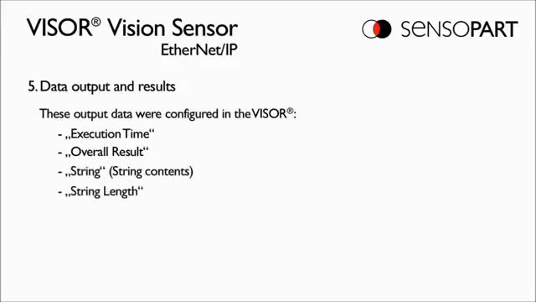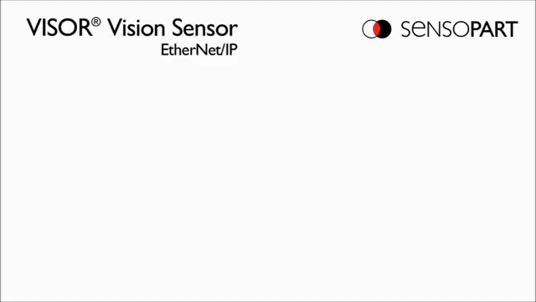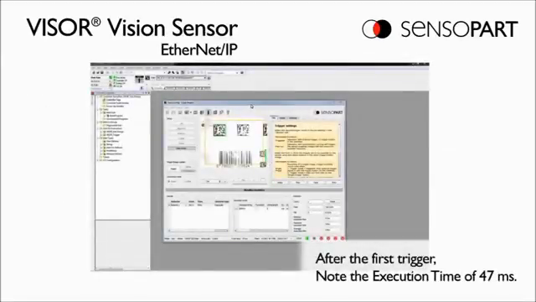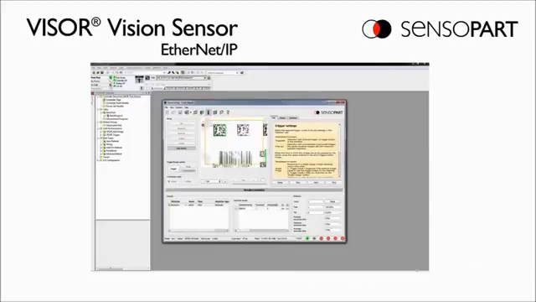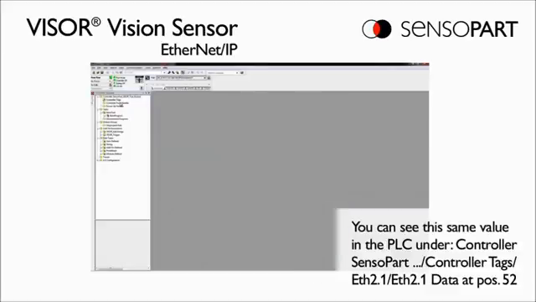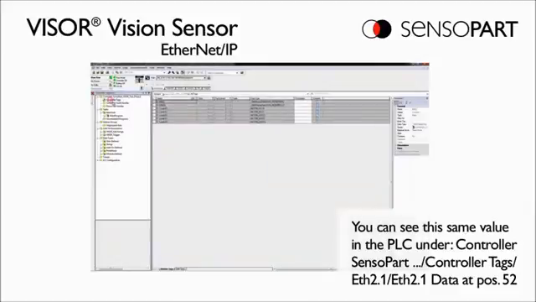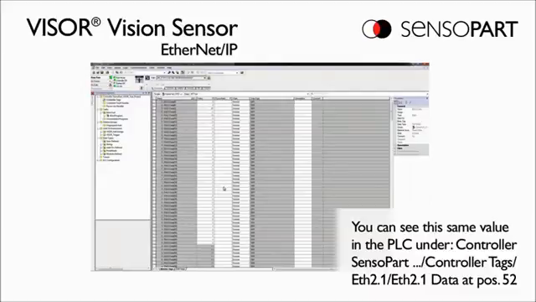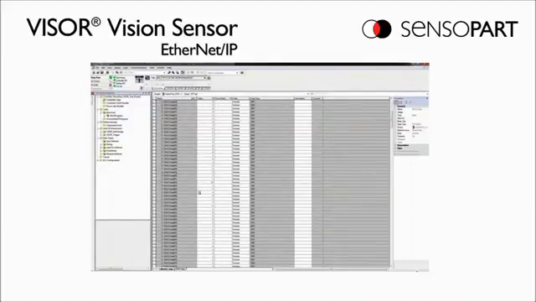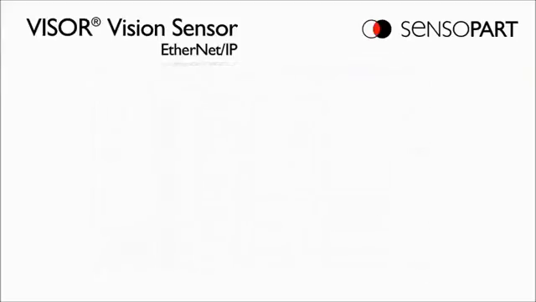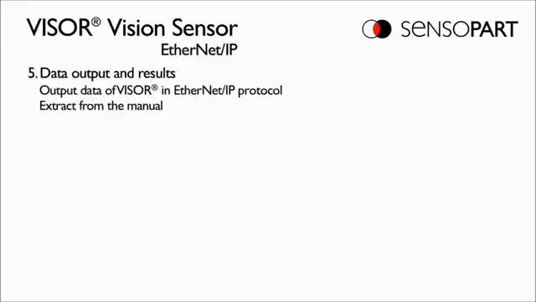As a side note, for strings, you'll need to set the maximum length in the detector and set the minimum length to the same value in the payload. The VISOR software shows an execution time of 47 milliseconds. And the value of the input buffer in the PLC at position 52 is also 47. And it's 47 because this is an integer, but real numbers actually get sent over to the PLC as integers with an implied decimal point. So for those, you have to divide by 1,000 in the PLC to get the actual value.